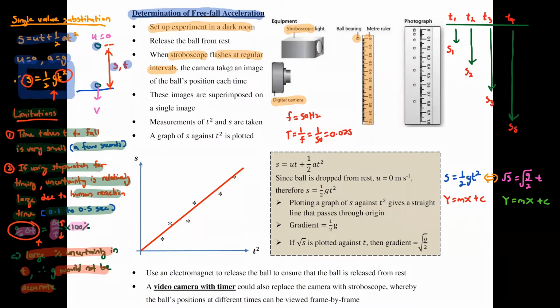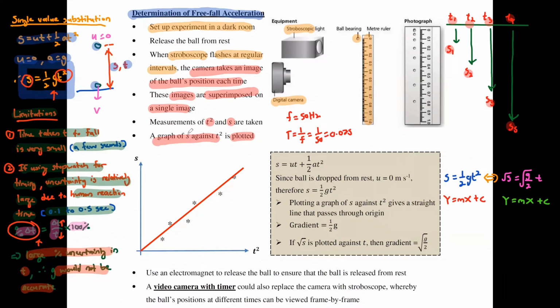As the stroboscope flashes at regular intervals, the camera will take an image of the ball's position each time, so we will know the displacement of the falling object at different times. These images are superimposed onto a single image from which measurements of t² and s can be taken. In order to find the value of g, a graph of s against t² would be plotted.